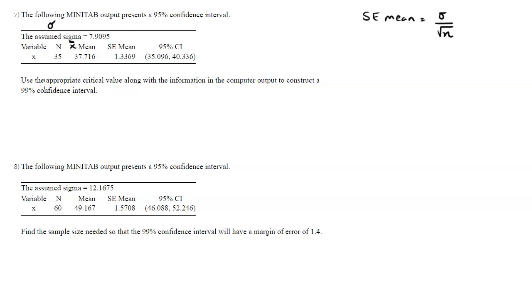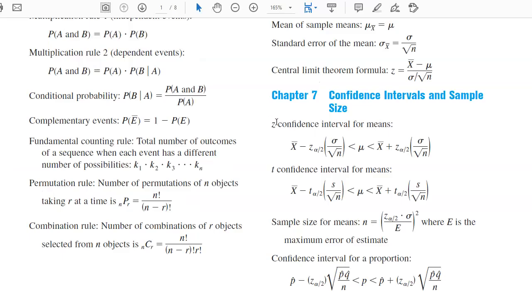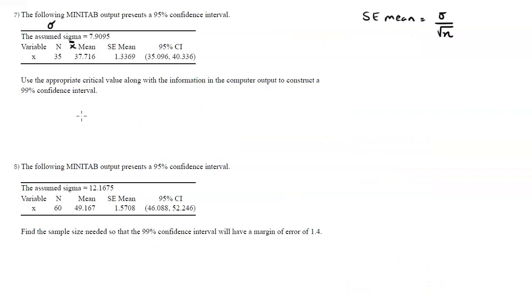Okay, so use the appropriate critical value along with this information in the computer output to construct a 99% confidence interval. Now, since we have the assumed sigma, we have the population standard deviation. That means we're using a Z confidence interval because we have sigma. If we didn't have sigma, you just wouldn't see it in that output. We would use the T confidence interval. Okay, so here we go. Here's the Z confidence interval.